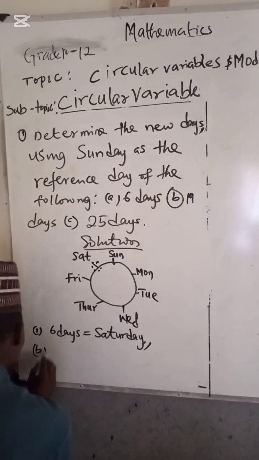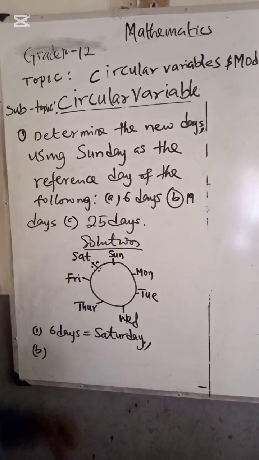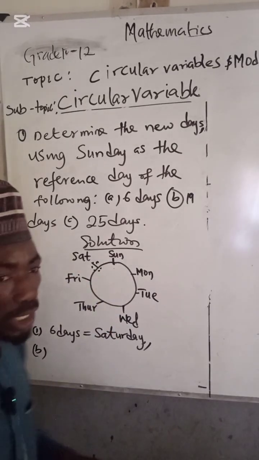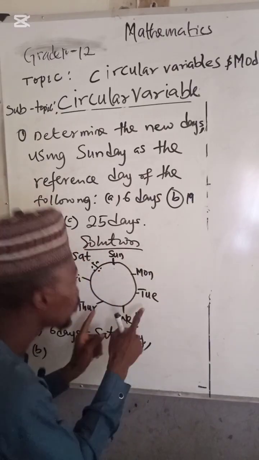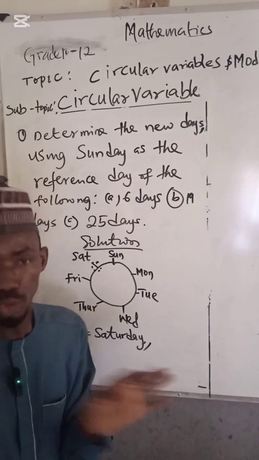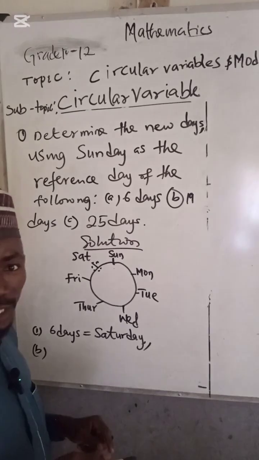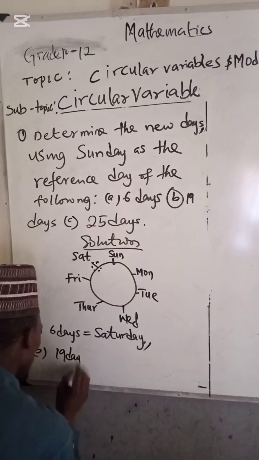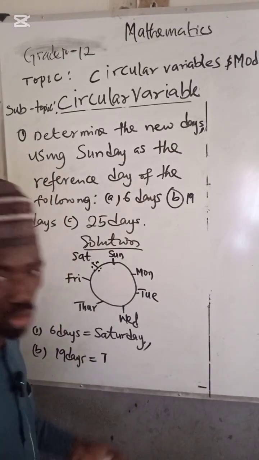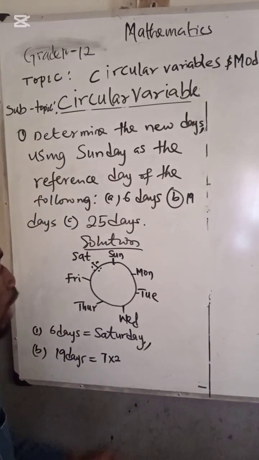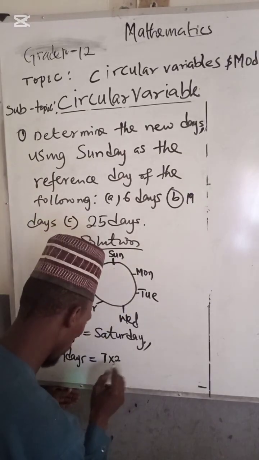Second question, question B. This one says 19 days. If Sunday is the reference day, what day will our 19 days fall on? What do we do? A quick one. You know that this variable has a circumference of 7 units. Now, if you have 19 days, take the circumference. 7 times 2 is 14. 7 times 3 is 21, but this is 19 days. So 7 times 2 is 14.